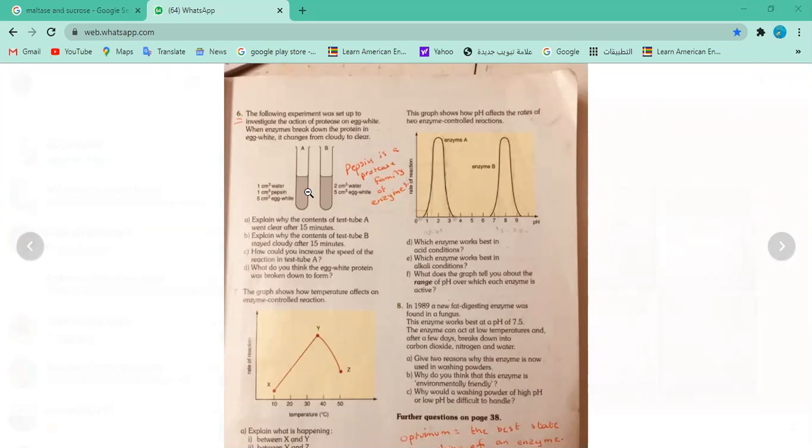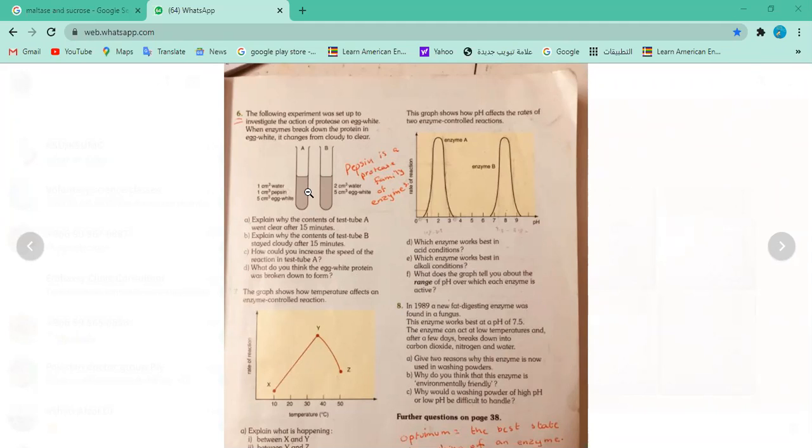Okay, so now you explain the question. In tube B, they are saying only 2 cm cube of water and 5 cm cube of egg white. So what is the difference between tube A and B? What is lacking in tube B? In test tube B, there isn't pepsin. Yeah, the pepsin is not there. Okay, now explain question A.